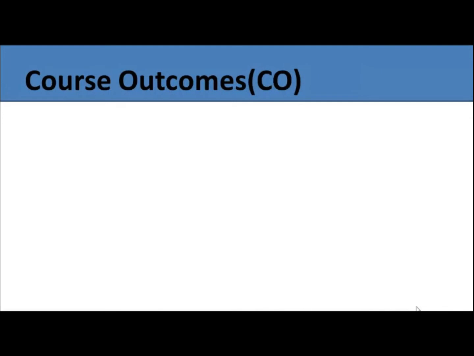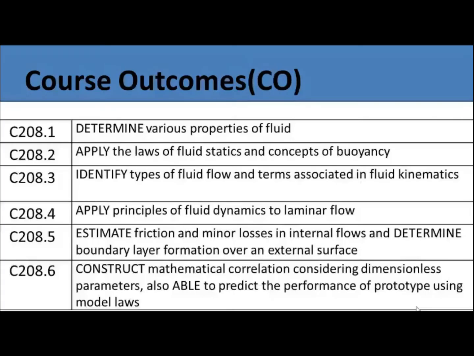Now, as in your curriculum, for whatever subjects you are learning, there is one particular objective and one outcome: what the student is going to learn from the subject. For this subject, the code is 208, and for this subject code 208 there are six objectives or six outcomes. So what will the student learn from the subject?